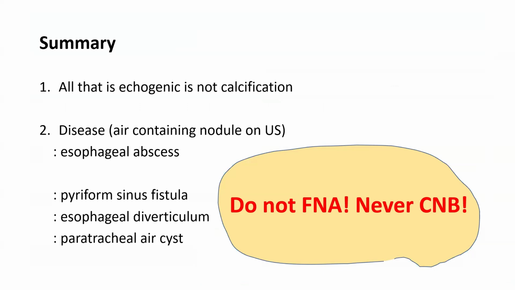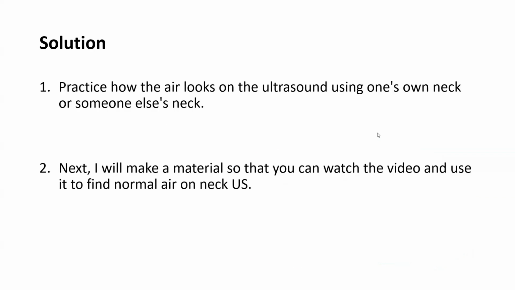Let me summarize it. When you find an echogenic lesion in or near the thyroid gland, you can think of the possibility of a lesion containing air. Your knowledge can avoid unnecessary FNA or CNB, which can result in severe complications. One way to do this well is to practice repeatedly looking at air on ultrasound. Thank you.